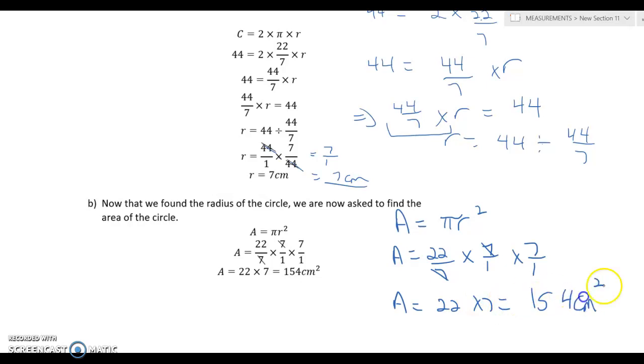The hardest part about these measurements questions is the worded part, the sentences, that you actually have to piece out and be like, aha, I have to do this, right?